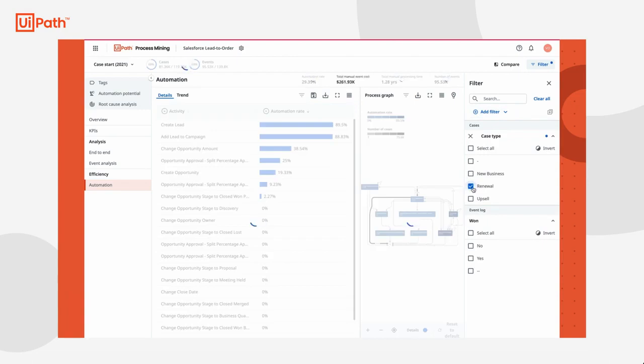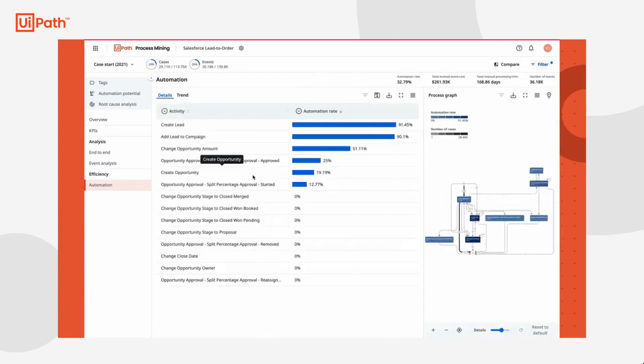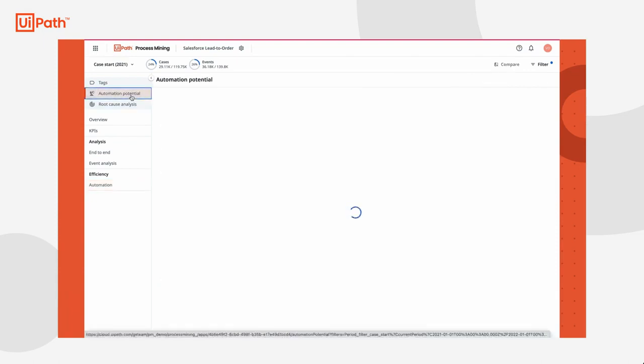Her suspicion is verified. The create opportunity automation rate for renewals is also just under 20%. As a process expert, she knows that this is a huge area of untapped potential. Increasing the automation rate for this activity would help save her account executives valuable time. Tasha wants to present this idea to her leadership team, but she knows she needs to present a strong business case for the automation. That's where process mining can help.